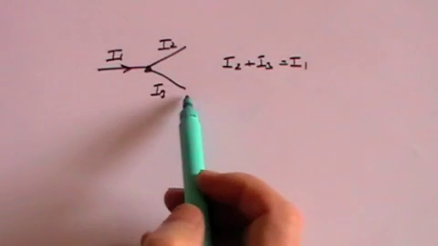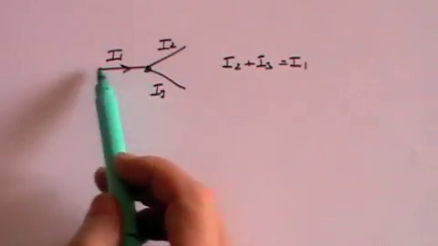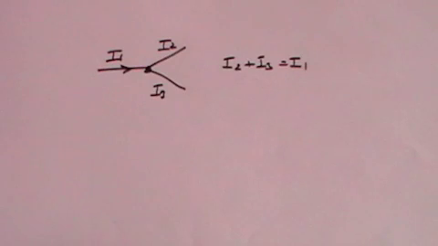So I2 and I3 must together add up to the I1 that contributes to it. And that is Kirchhoff's first law.